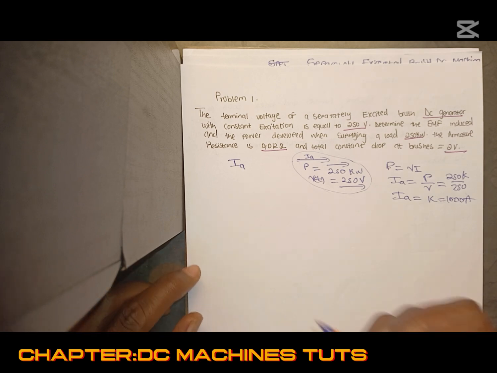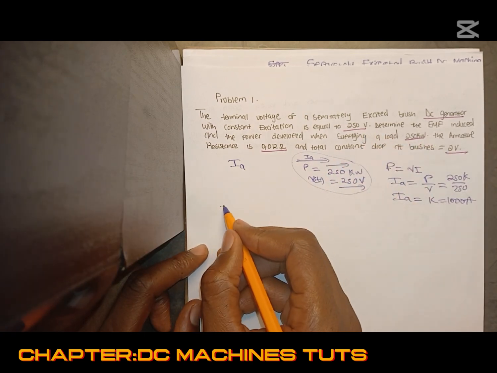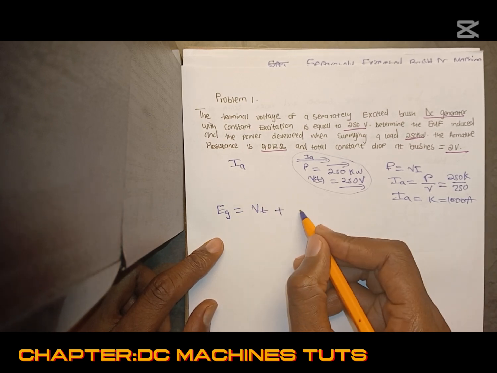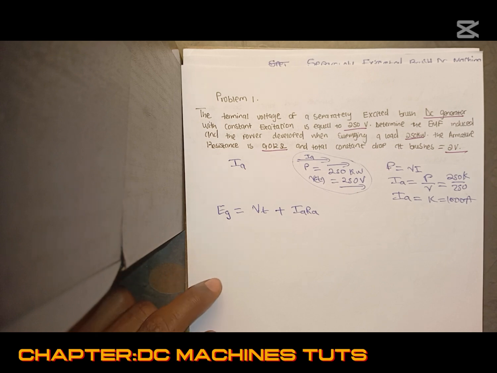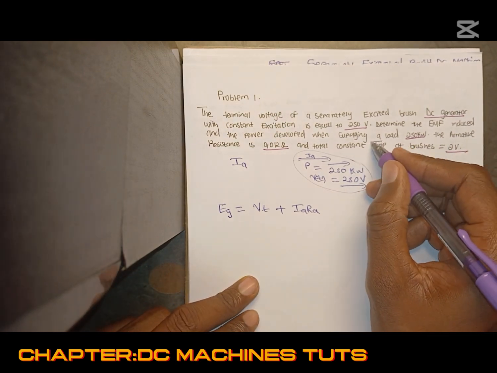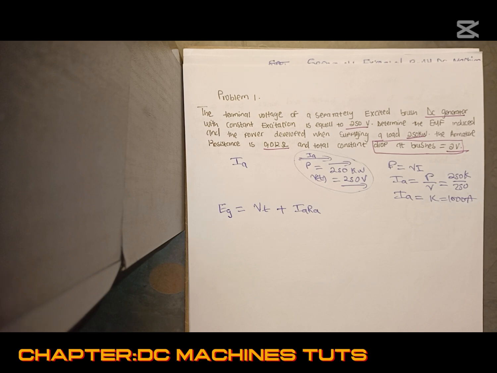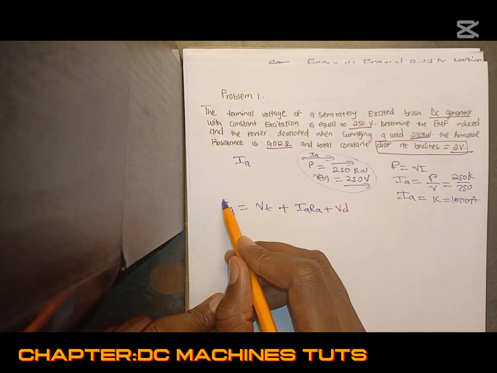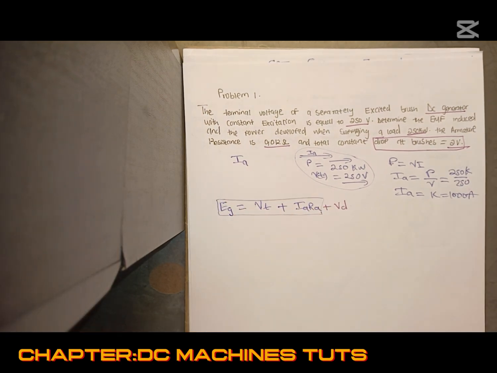Now, what is our formula? The formula for induced EMF is E generated is equal to the terminal voltage plus the voltage drop of the armature. Now that we have the constant brush drop, we can add it as another term, V drop. I am well aware that the only formula you have been introduced to is this one, but now that we have a drop in our machine, we have to include it, because this voltage is also lost in the process of converting mechanical energy to electrical energy.